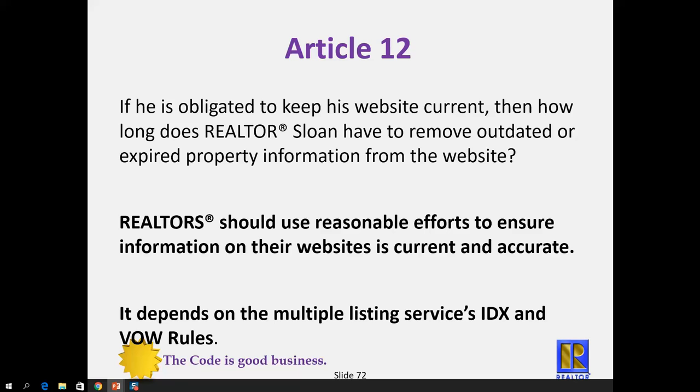Then how long does Realtor Sloan have to remove the outdated information or expired property information from the site? The answer is actually both B and C. Realtors should use reasonable efforts to ensure information on their websites is current and accurate. It also depends upon the multiple listing service's IDX rules and/or VOW rules.